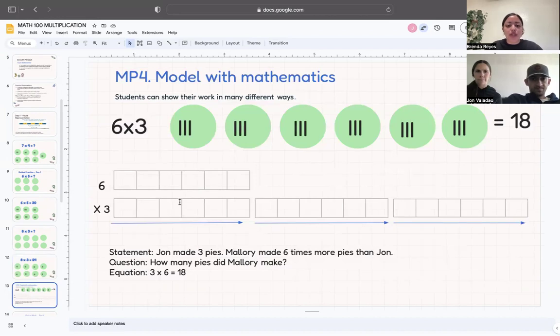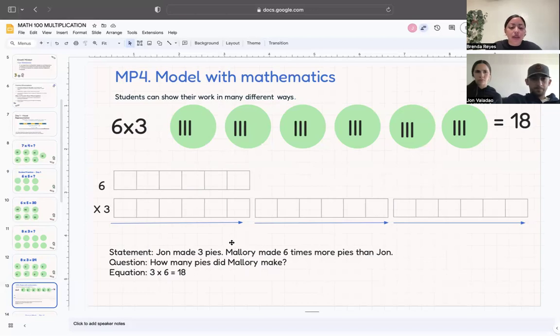But another way the students can learn is by using this bar model. So you have one group of 6. If you create 3 of those groups of 6, how many would you have? So you count 1, 2, 3, 4, 5, 6. This is one group. This is your second group and your third group. So when you count them all together, you get 18. And this is a different way for them to visually see it if they prefer this method.